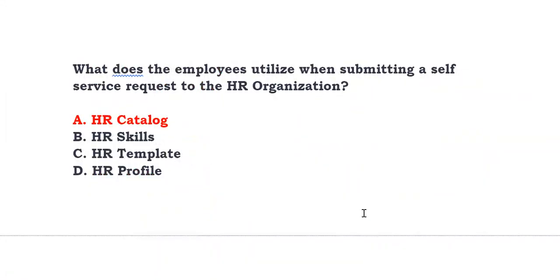Moving to our next question. What does the employees utilize when submitting a self-service request to HR organization? Option A, HR catalog. Option B, HR skills. Option C, HR template. Option D, HR profile. Correct answer is option A, that is HR catalog.